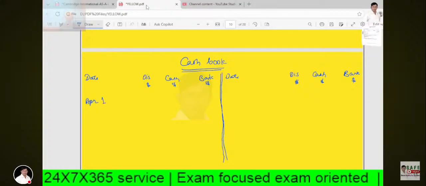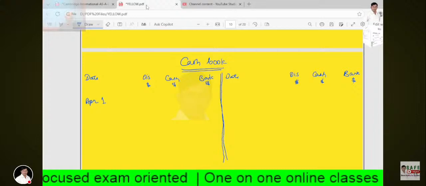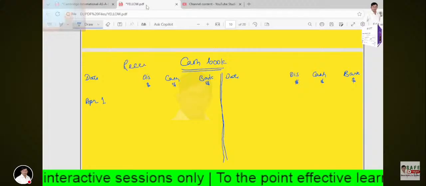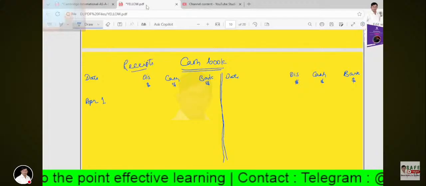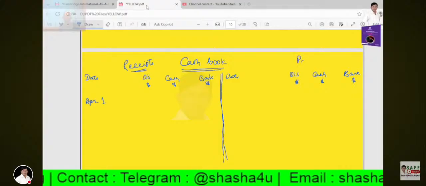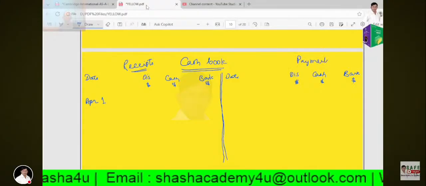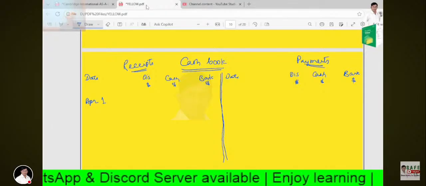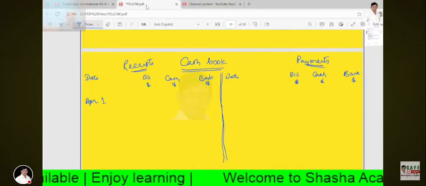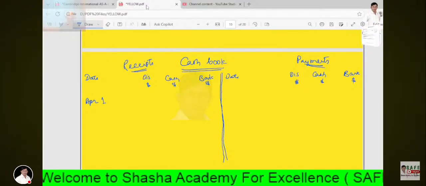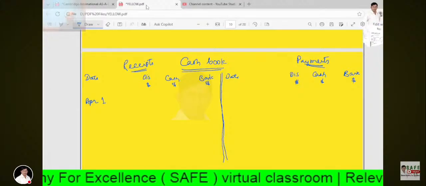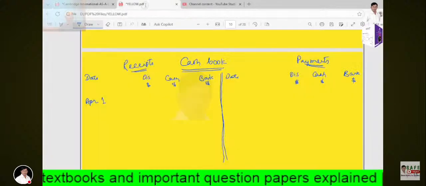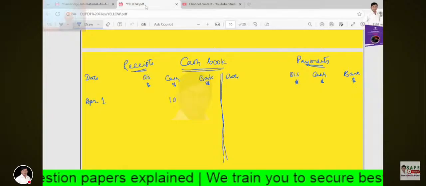One more thing: whatever we receive, we write here, and whatever we pay, we write here. In other words, the cash account is a real account: debit what comes in. When we sell, cash comes in. Cash sales 1000, cash is coming in. So in the cash column 1000, debit cash.